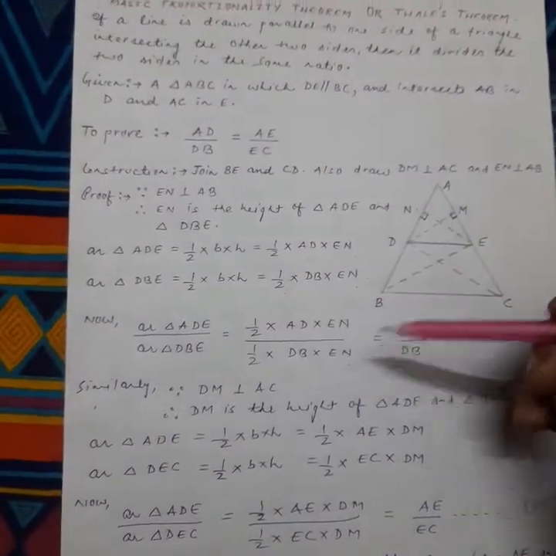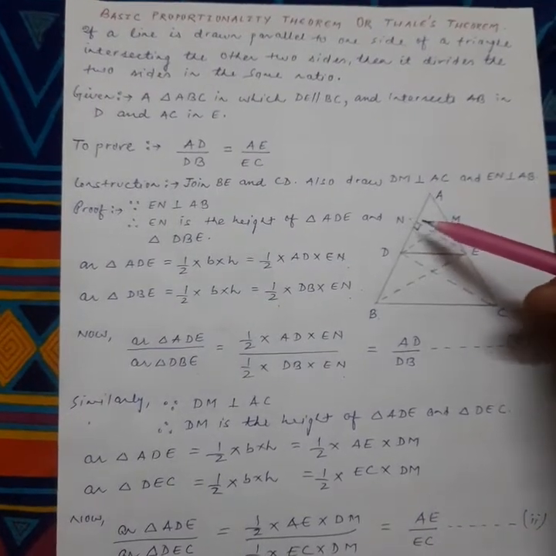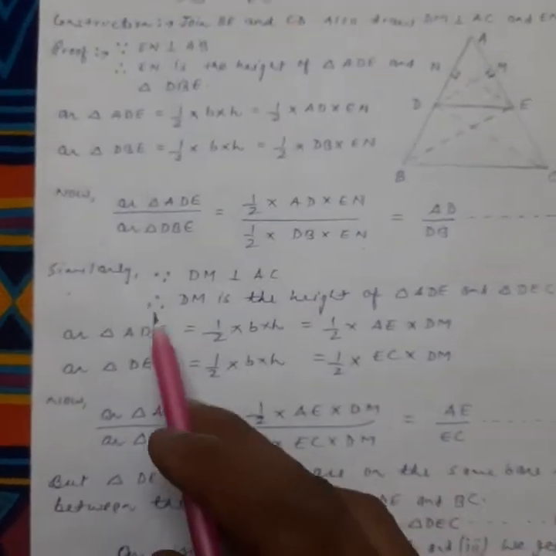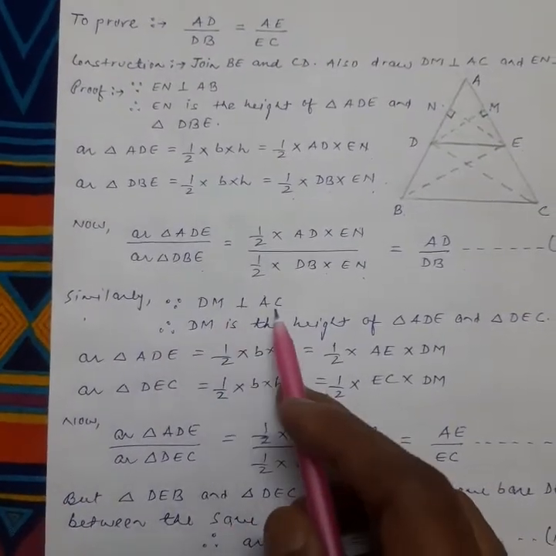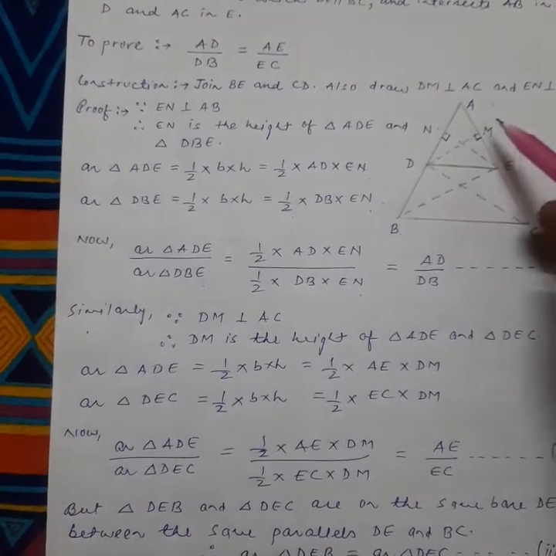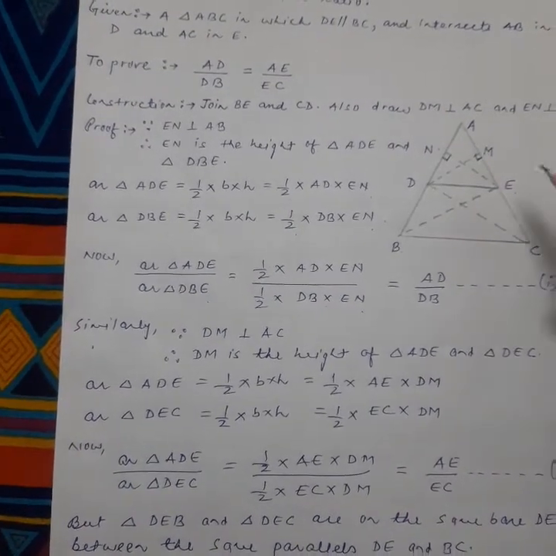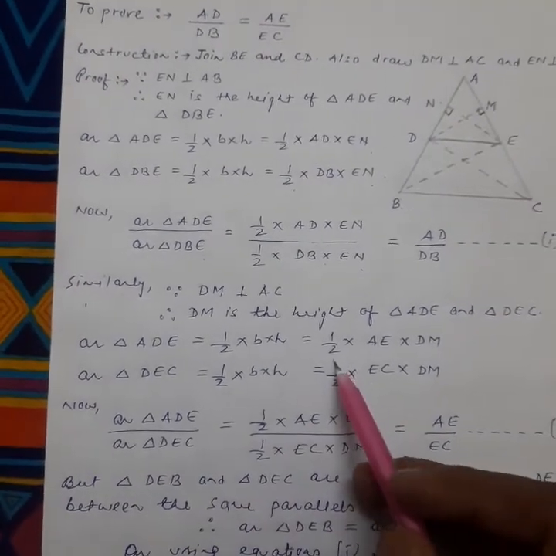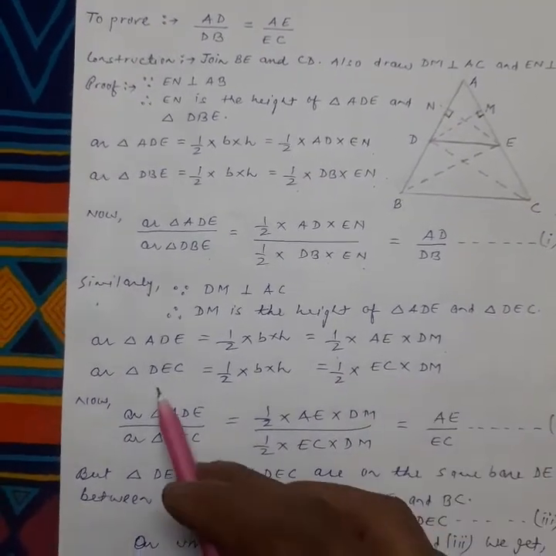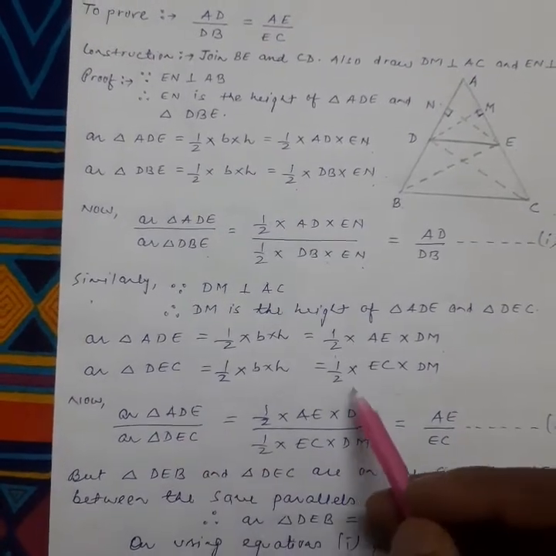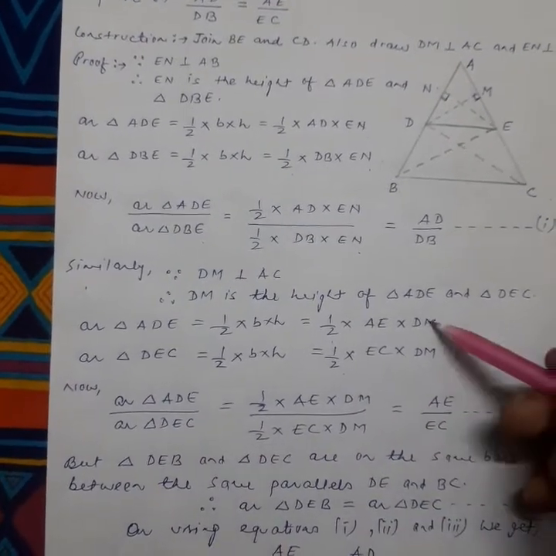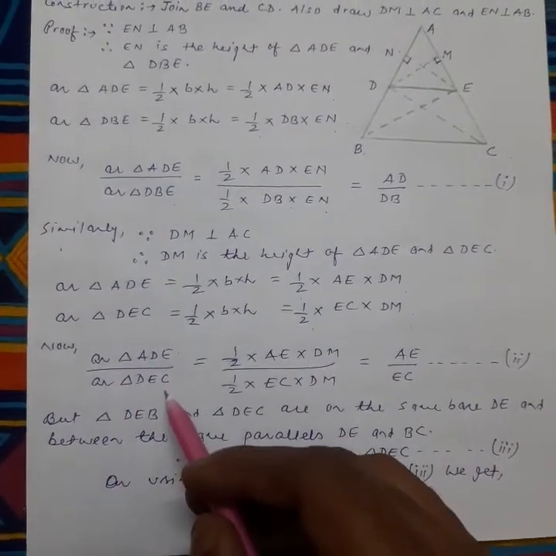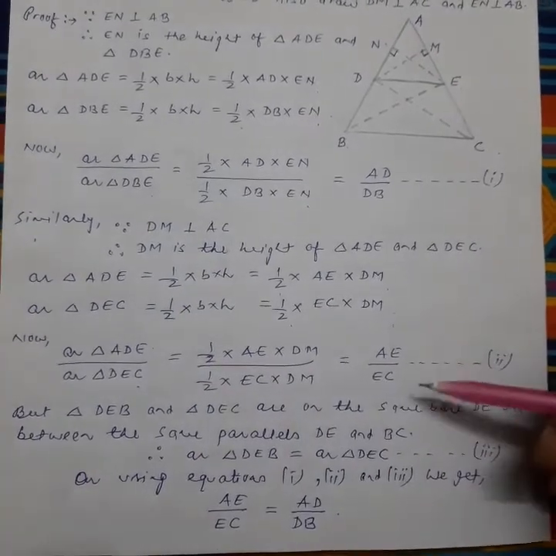Whatever I have done, taking EN as the height, the same thing we will do now taking DM as the height. So the same thing I have written similarly: DM is perpendicular to AC, which means DM is the perpendicular for this line segment AC. That is, area of triangle ADE can be calculated by half into AE into DM, and area of triangle DEC will be half into EC into DM. Again, finding the ratio of this, we get area of triangle ADE by area of triangle DEC. On solving this, we get AE by EC.